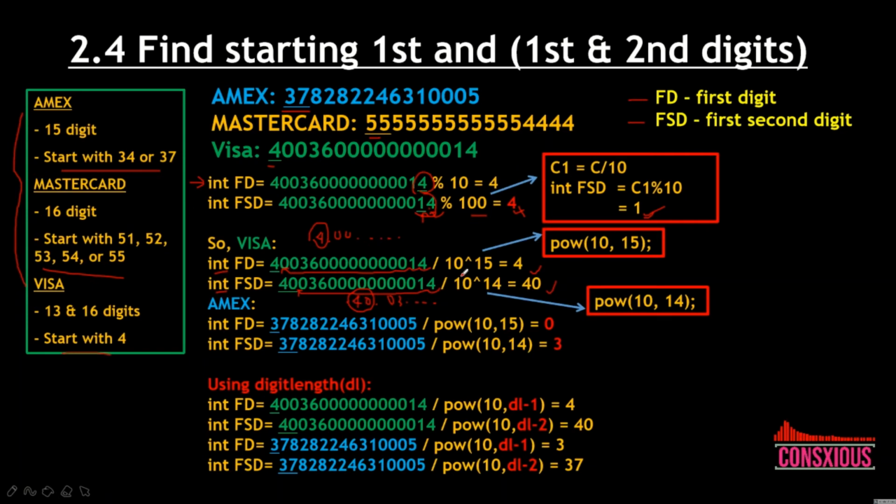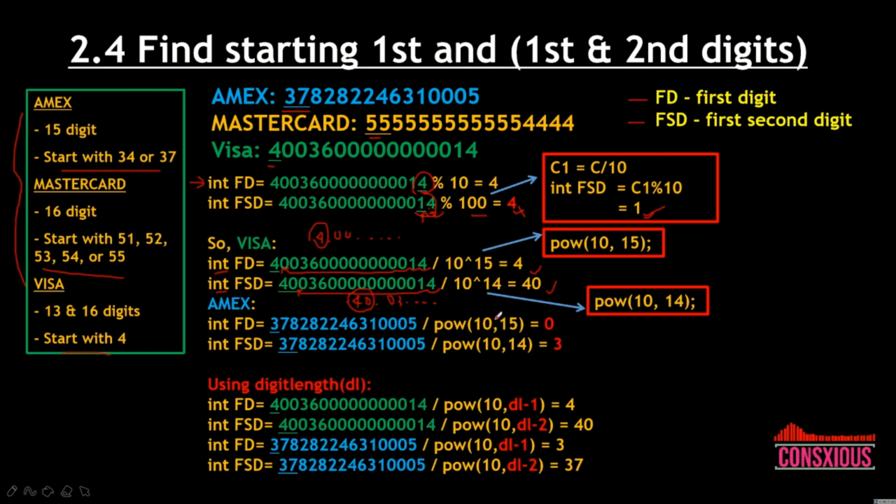So to make it simpler in our coding, we just convert to POW(10, 15). POW means power. 10 is the base and 15 is the exponent, something like 10^15, 10^14.